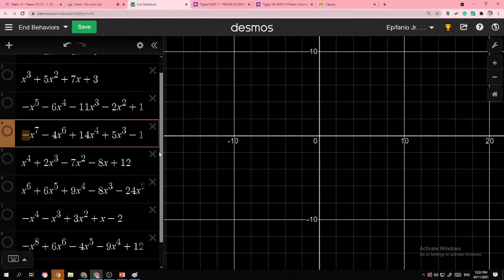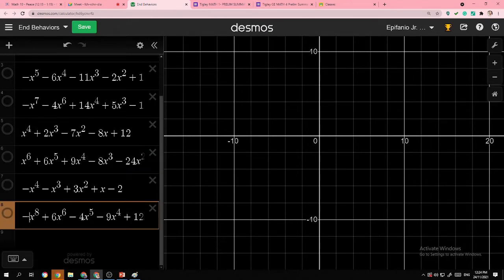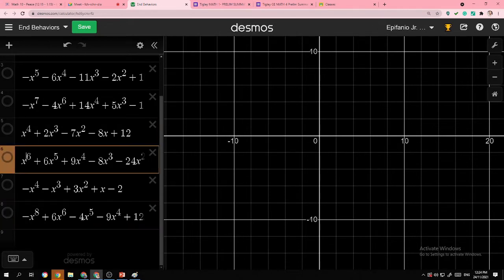Next, let's go to number 5. What is the leading coefficient in number 5, and what is the sign? Positive. Number 6. Positive 1, it's still positive. 7 and 8, what are the leading coefficients? Both are negative. So numbers 5 and 6 are both even with a positive coefficient. Numbers 7 and 8 are both even but have a negative leading coefficient.